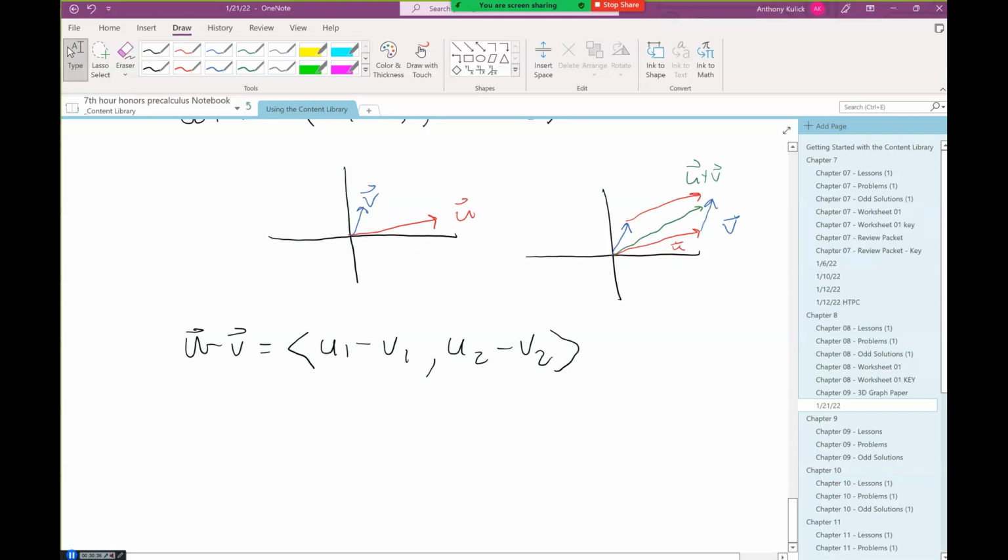So the first two operations we've done, addition and subtraction, you'd suspect the next two operations would be multiplication and division. Well, you're wrong. There is no such thing as vector multiplication or vector division. You cannot multiply two vectors together or divide two vectors. But we do have a type of multiplication that's defined for vectors called scalar multiplication.